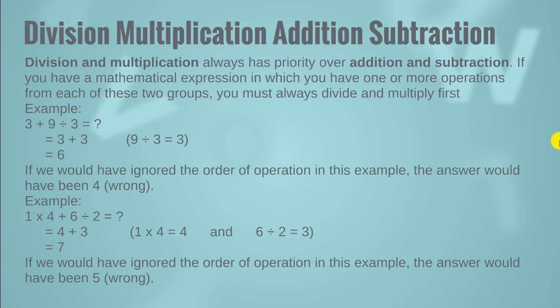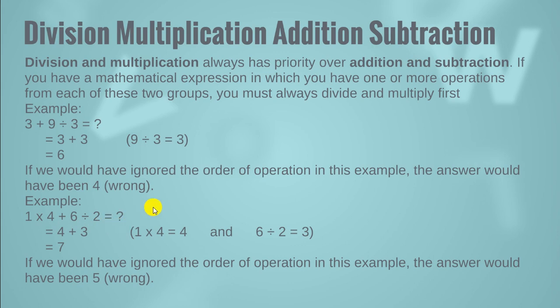So you need to first divide 9 by 3, that is, you will get a 3, and then you need to add both. Here, let me explain it again. 3 plus 9 divided by 3. As division is going to have greater priority, you will divide this 9 by 3 and you will get an answer 3, and then you will add this 3 to this 3 and you will get the answer 6. This is the correct answer. If we would have ignored the order of operation in this example, the answer would have been 4. That is totally wrong.